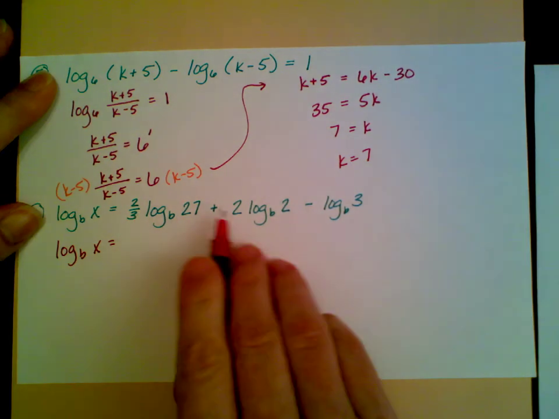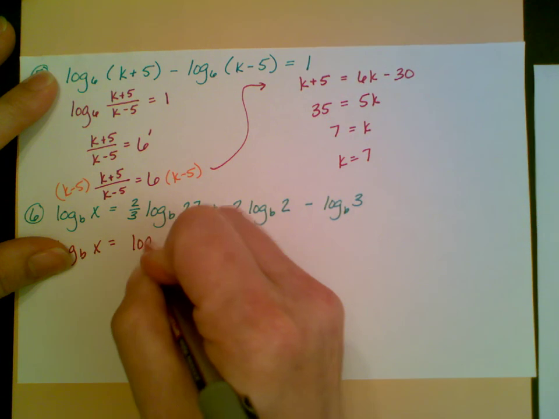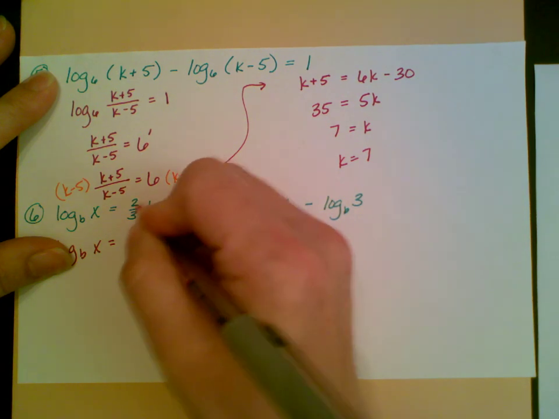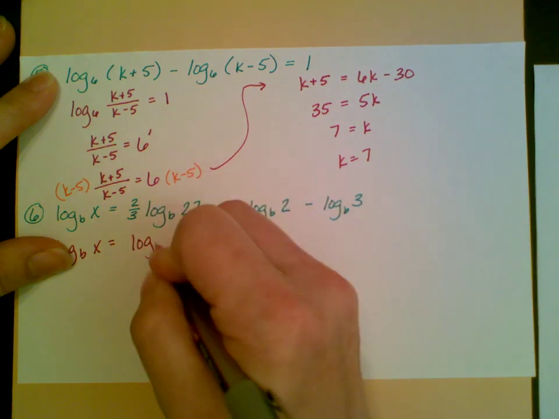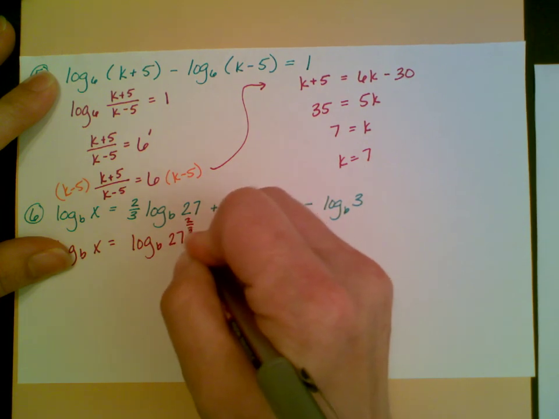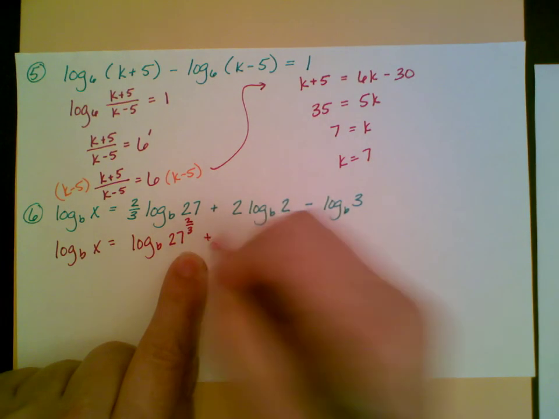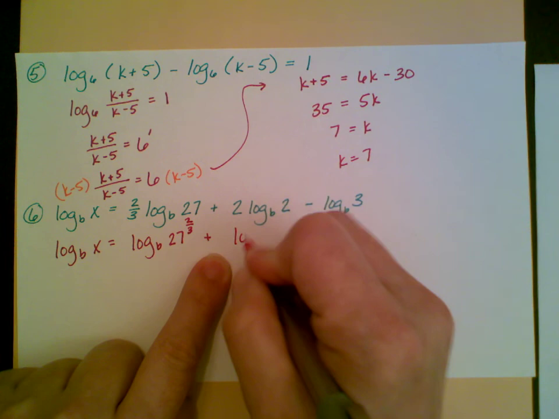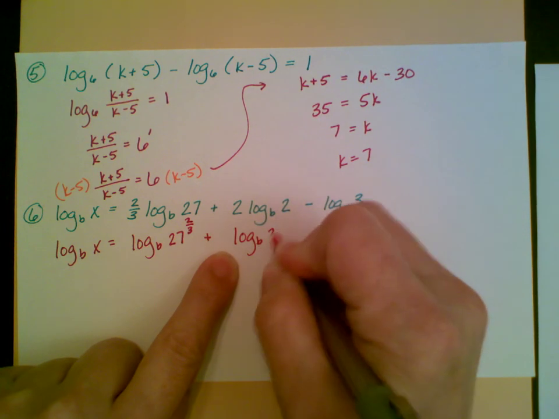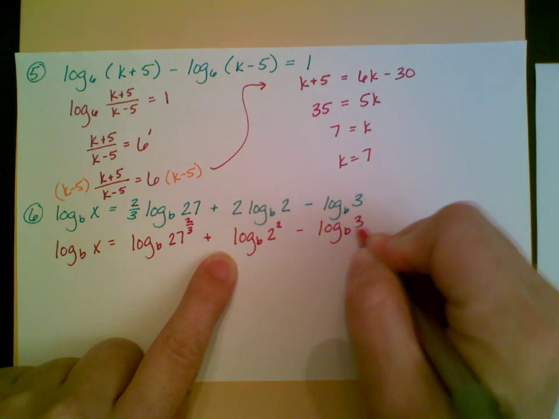I can pull each of these numbers in. So when I say pull them in, they become the exponent of the input. So 27 to the 2/3 plus log base b of 2 squared minus log base b of 3.